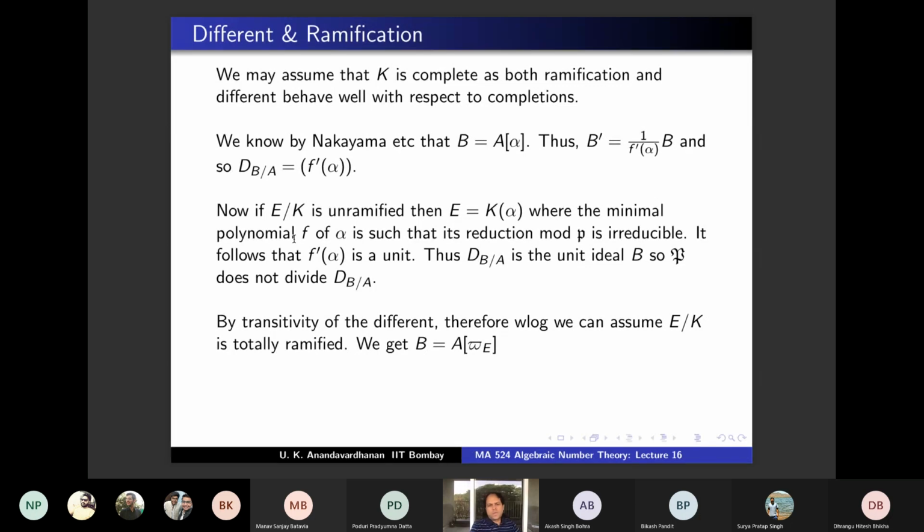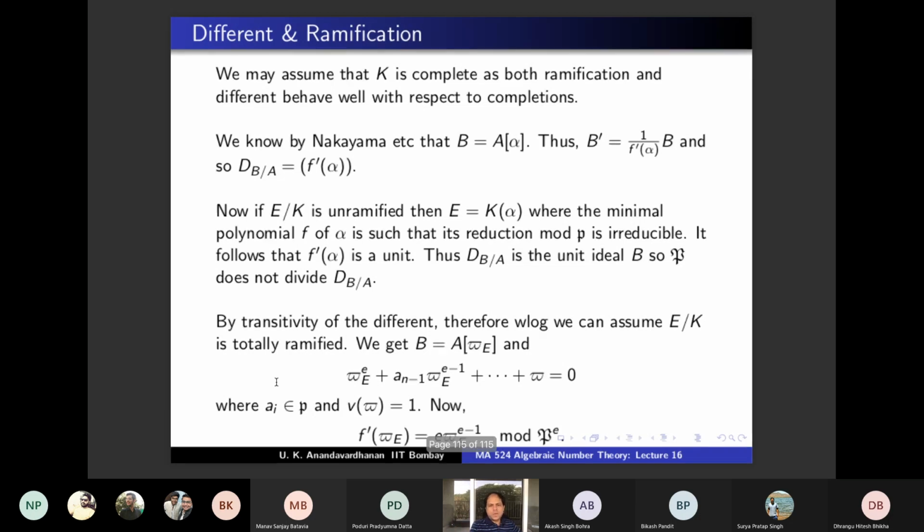So B is of the form A generated by one element, let's call it pi_E, where pi_E satisfies an Eisenstein polynomial, where this ramification index e is the same as the degree of E over K. It's totally ramified, it's Eisenstein. So P divides all these coefficients, meaning a_i belongs to P, and this is an order one element. This does not belong to P squared. So the valuation of pi is 1. This we knew. And so this is f, the minimal polynomial.